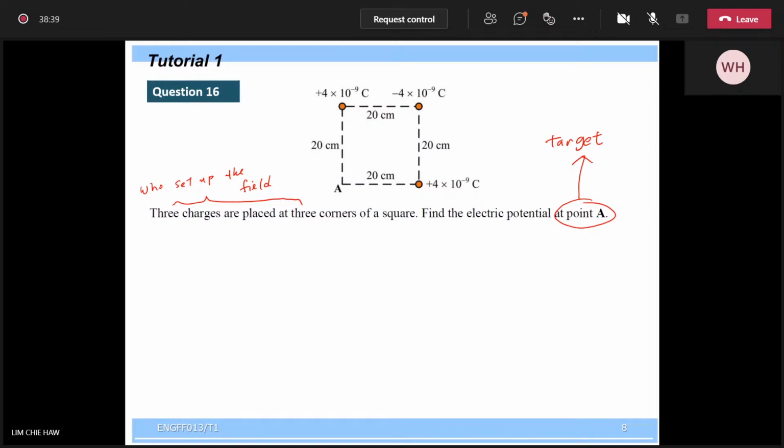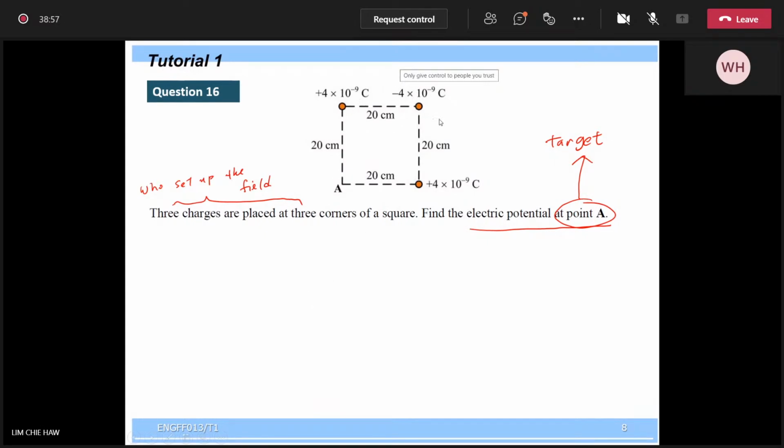Okay, of course, I can always switch this question to the other situation. But this question, very obvious that it doesn't involve a test charge. It is purely to look for the electric potential at point A, and point A will be the target. So how are we going to handle this?